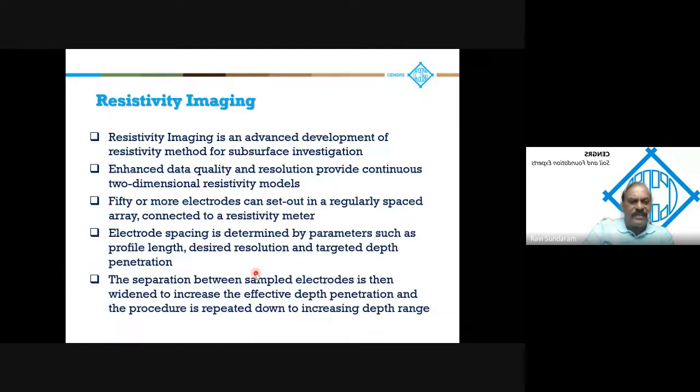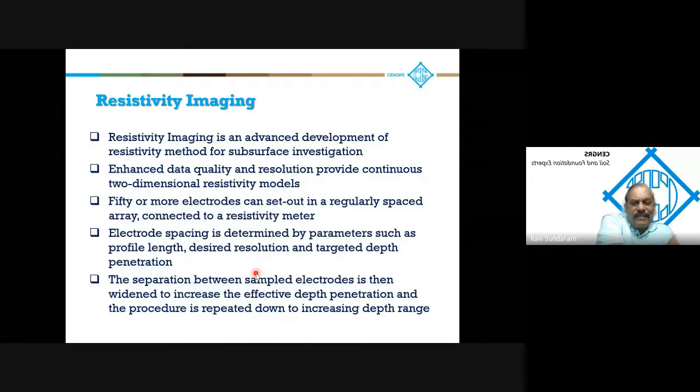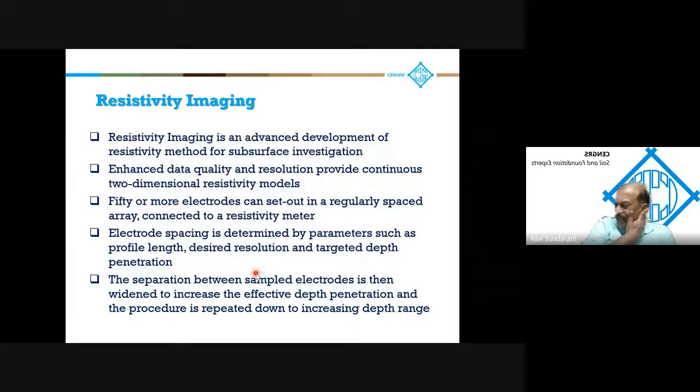Now I come to resistivity imaging. This is an advanced development in the resistivity method. Basically, it is computer-controlled data acquisition. You have enhanced data quality and resolution. It can provide you with continuous two-dimensional resistivity models.